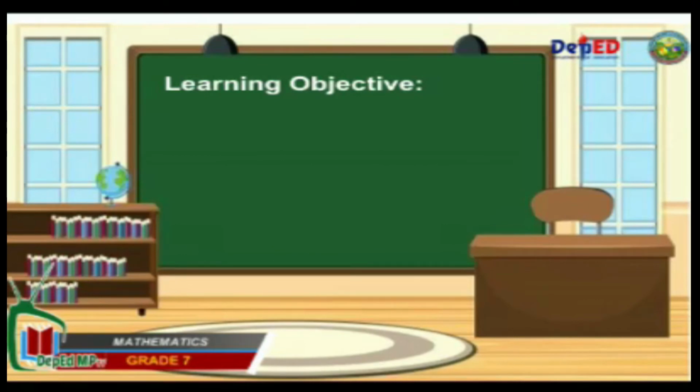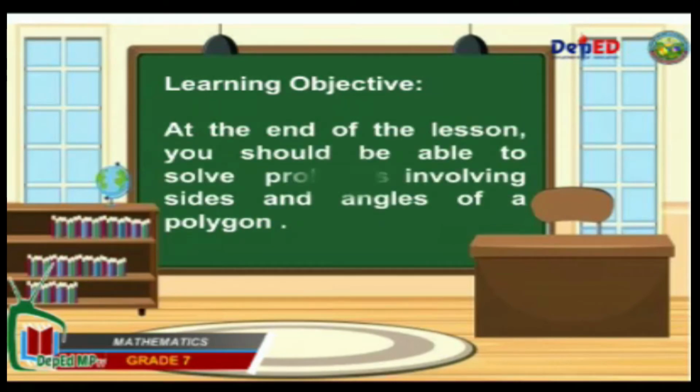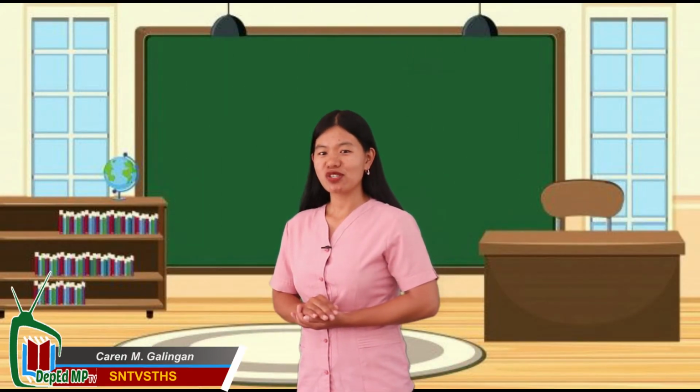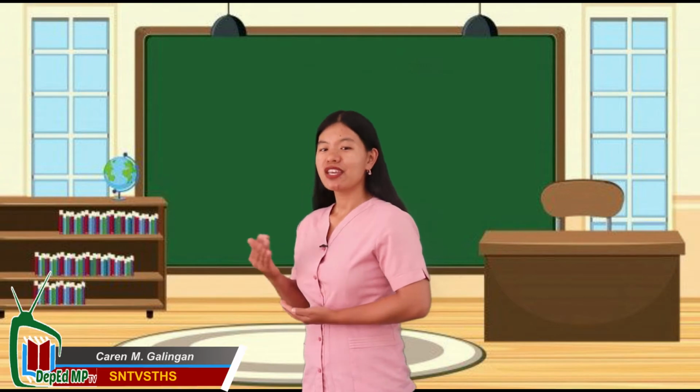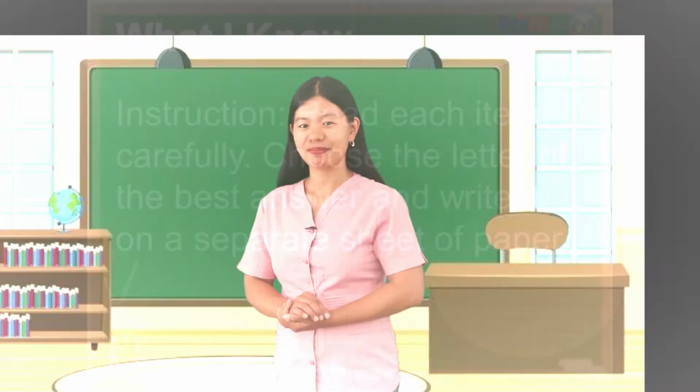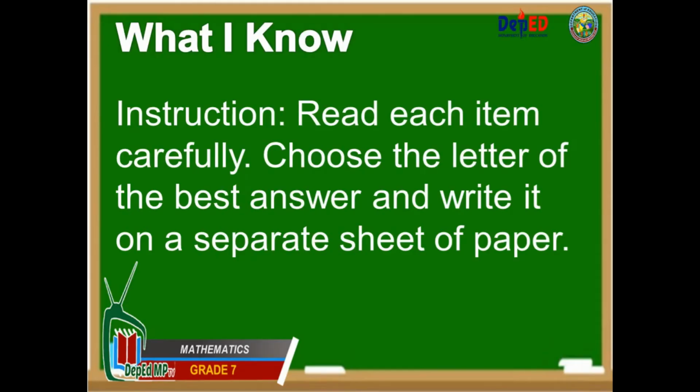Learning objective. At the end of the lesson, you should be able to solve problems involving sides and angles of a polygon. Before we start with our lesson, try to answer the pre-assessment. Here is the instruction. Read each item carefully. Choose the letter of the best answer and write it on a separate sheet of paper.